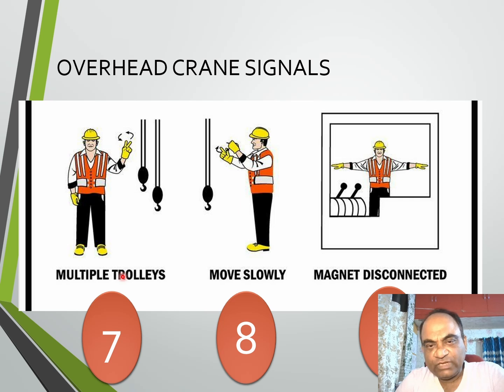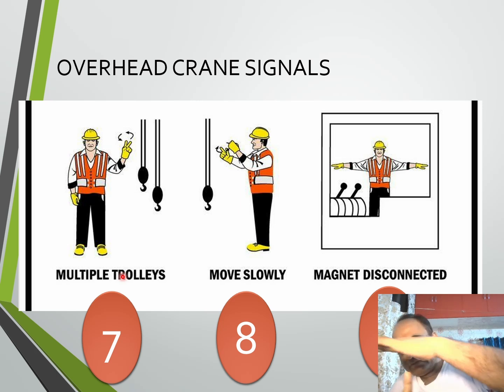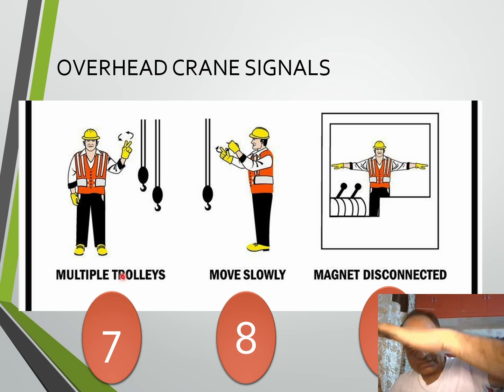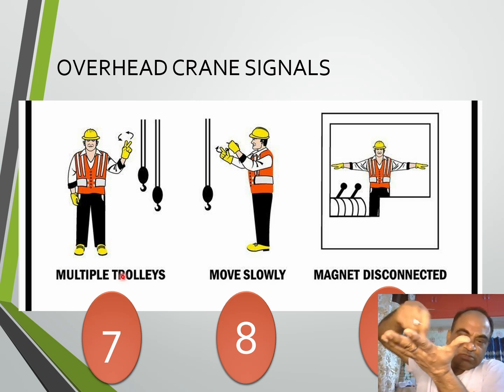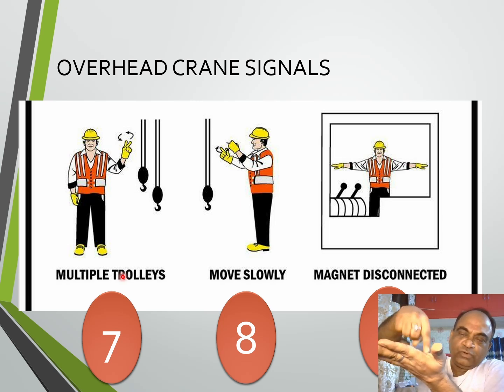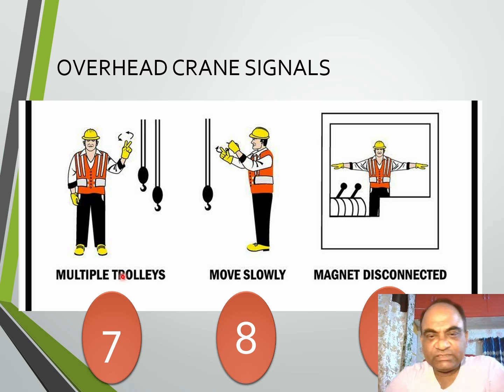So move slowly in that case. If you want to tell them to hoist slowly, you have to go like this. You have to limit the motion with your left hand, and the right finger has to be rotated in this manner. And if you want to tell the operator to lower slowly, then you have to rotate in this manner. So it is like this.